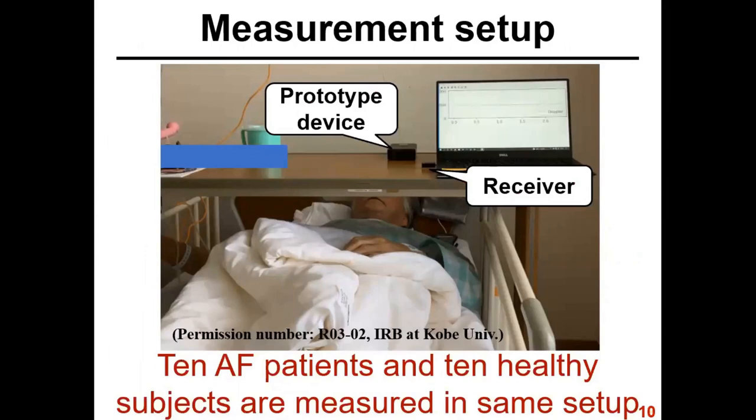To evaluate the AF detection performance, we measured 10 AF patients and 10 healthy subjects in the same condition. The previous demonstration was conducted in a sitting position, but this measurement is conducted in a supine position to measure the AF patients. And the sensor distance is 50 centimeters.